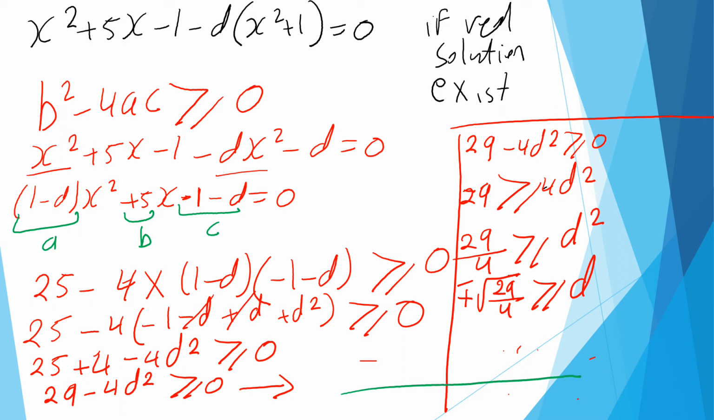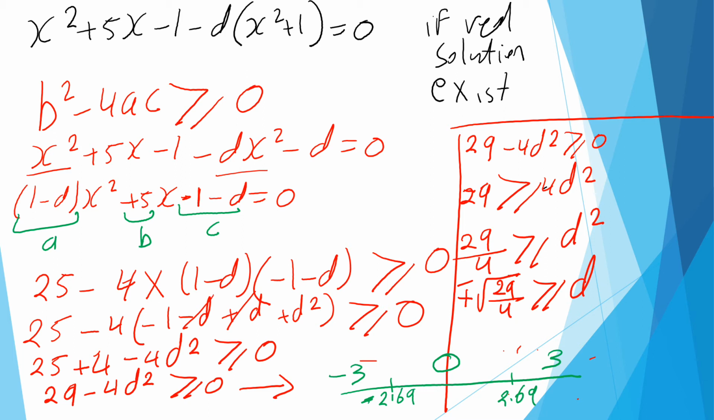I'm just going to find what's the square root of 29 over 4, which is 2.69. So I've got negative 2.69 and positive 2.69. And now find the 0 between negative 3 and positive 3. Now I'm going to substitute those d values into this equation here, the one with the d. This one is the easiest one you can substitute in.